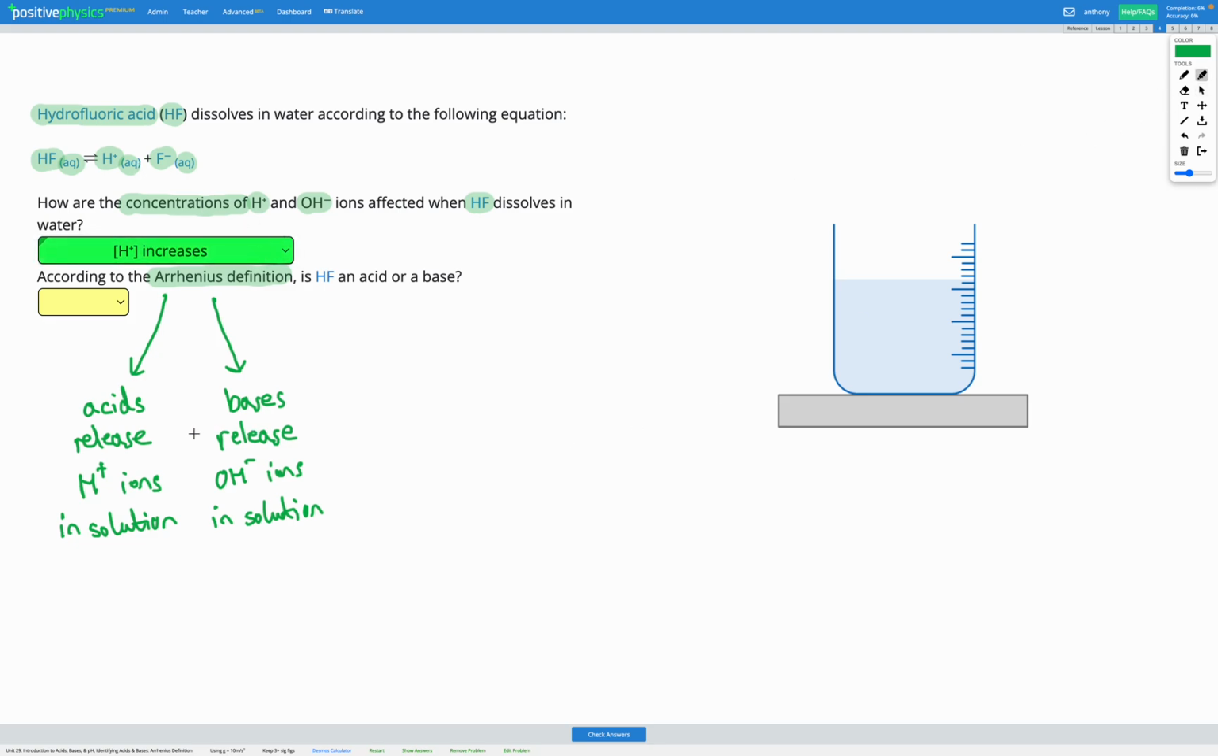According to our definitions, acids release H+ ions in solution. That means that HF must be an acid.